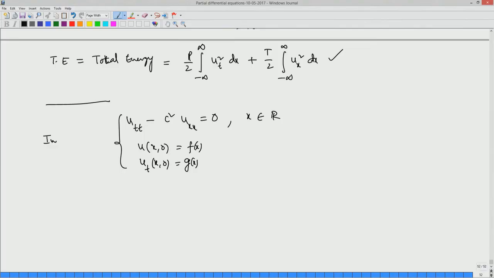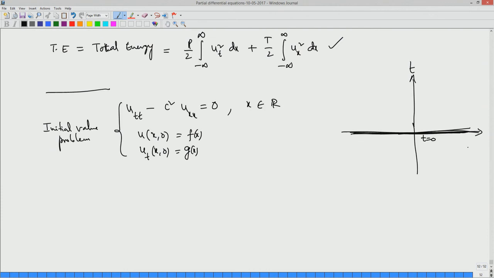So, this is an initial value problem, because there is no boundary here. You have the x axis, and this is your t axis. This is the only boundary, that is where you have initial data, at t equal to 0. So for this you want to check uniqueness, whether you have a unique solution or not.